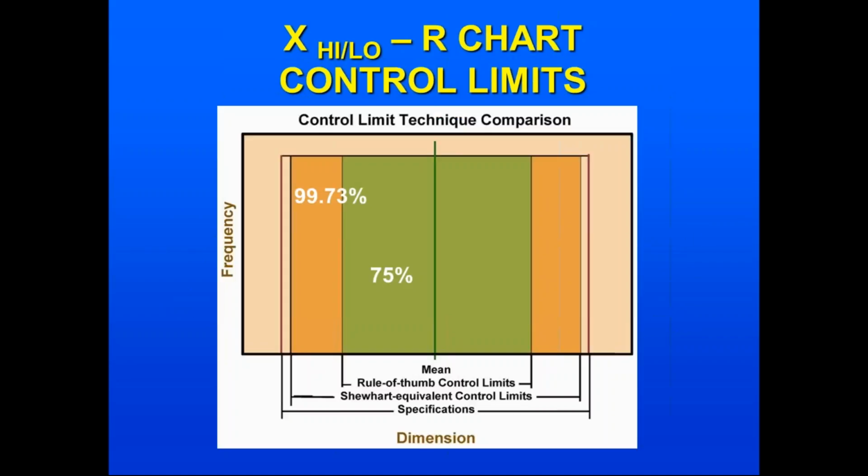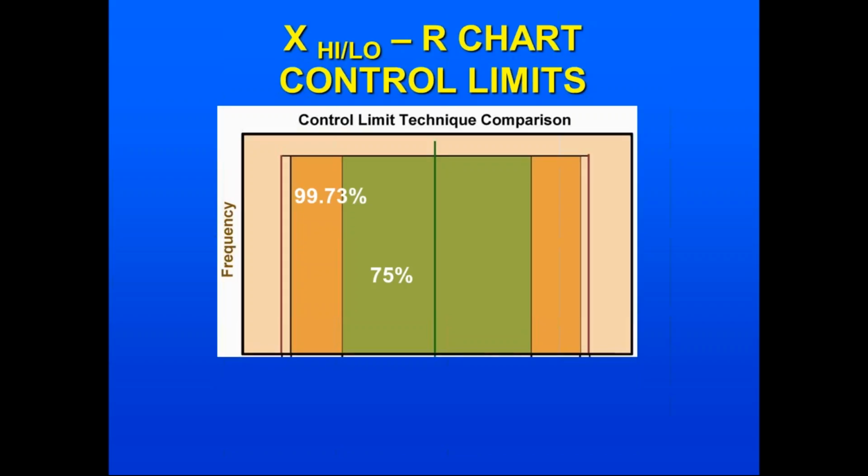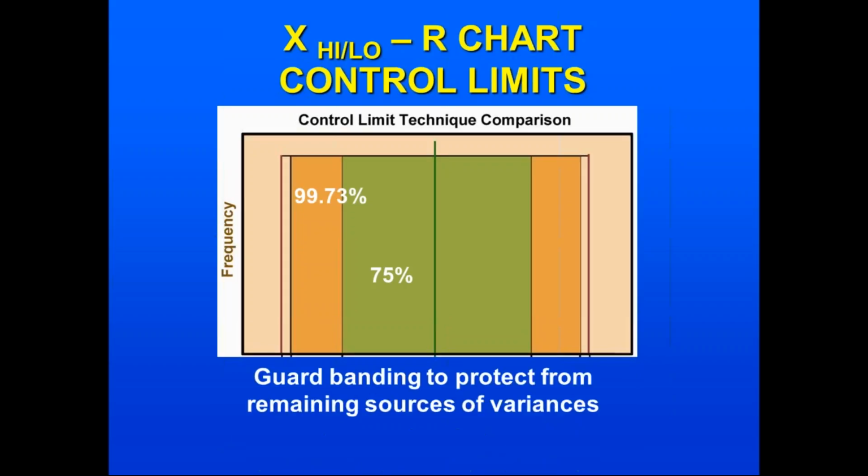If you take a look at the Shewhart equivalent control limits, they use up 99.73%. However, on those further regions, there's very small frequencies. The rule of thumb control limits that we like to use for the X-high-low R chart is 75% of the specification. Guard banding to protect from the remaining sources of variances is pretty important.